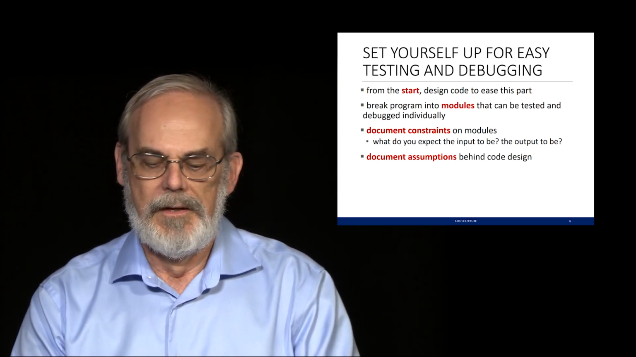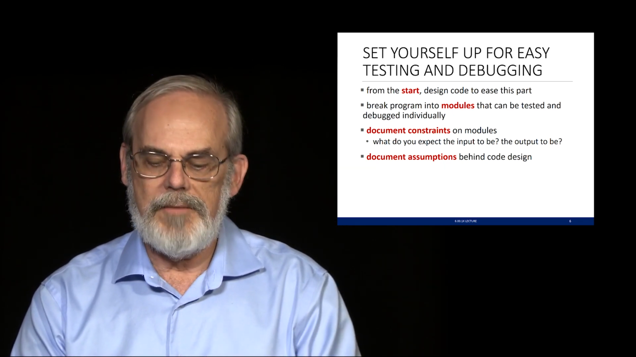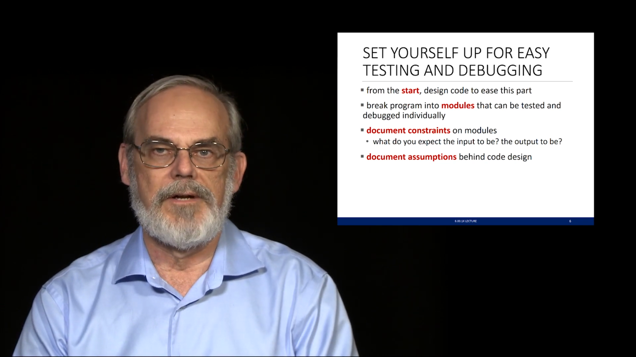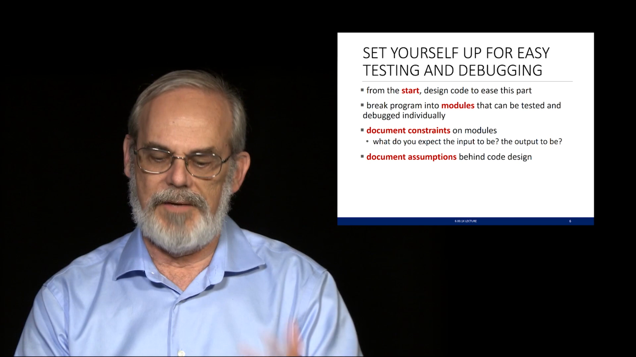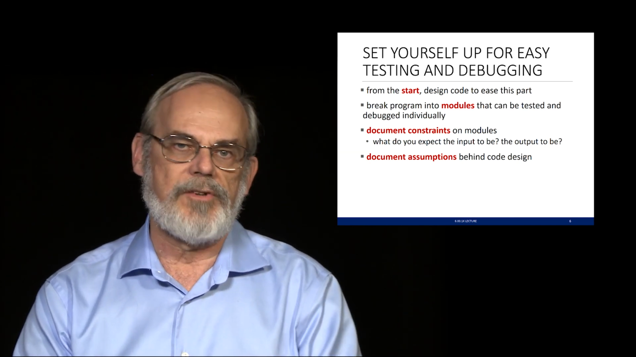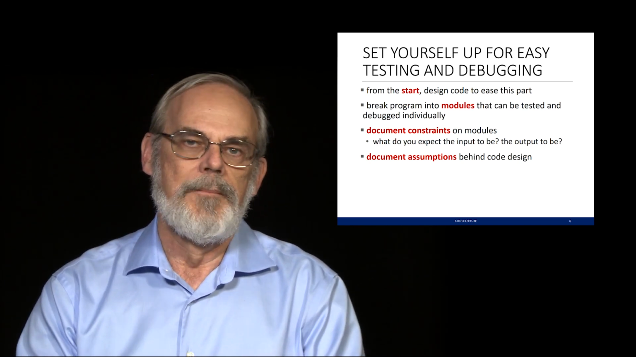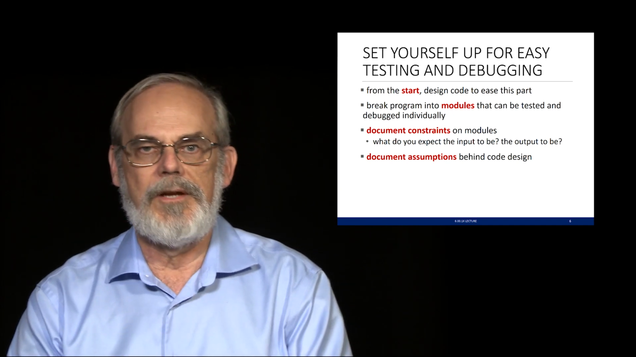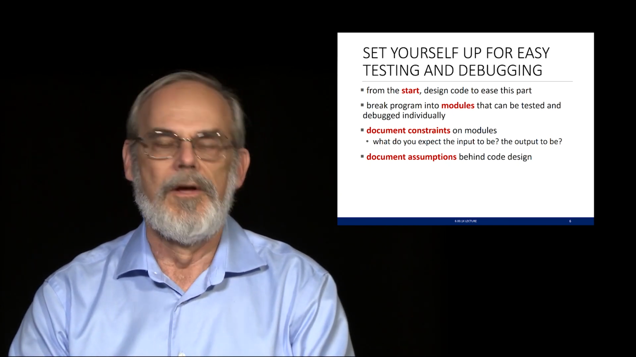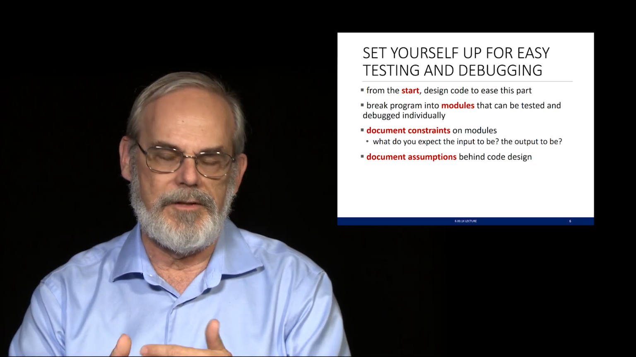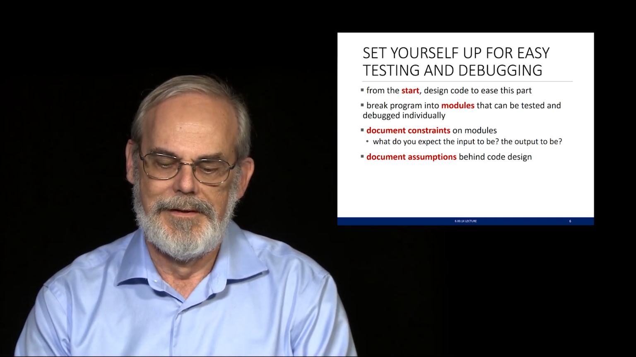Third, document the assumptions you made about code design. What was your thinking process when you created this code? What were the assumptions that you were making that this code be built in this particular way? Because that's also going to guide the creation of particular test cases to make sure that your assumptions are in fact valid, or that the code is being entered in a manner that supports those assumptions.